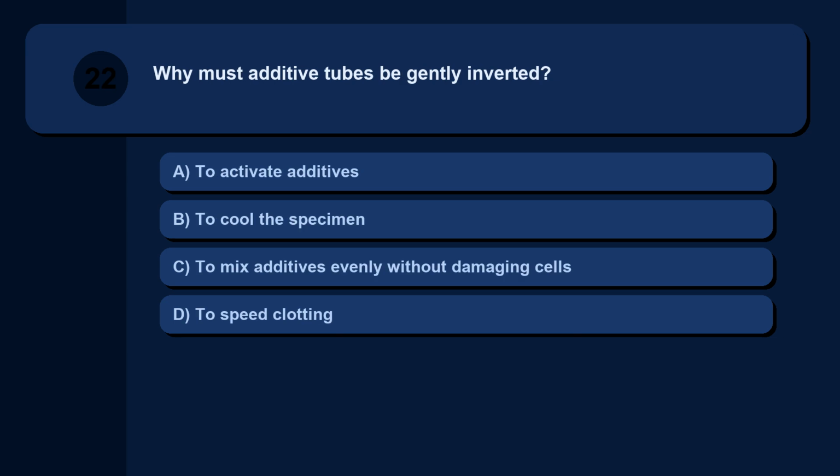Question 22. Why must additive tubes be gently inverted? To activate additives, to cool the specimen, to mix additives evenly without damaging cells, to speed clotting. Gentle inversion ensures proper mixing while protecting cell integrity. Shaking causes hemolysis and invalidates test results.